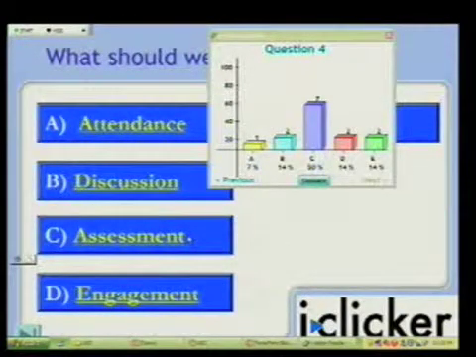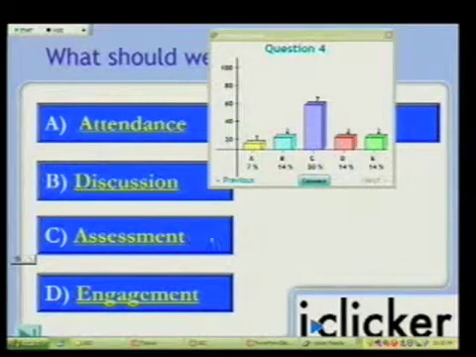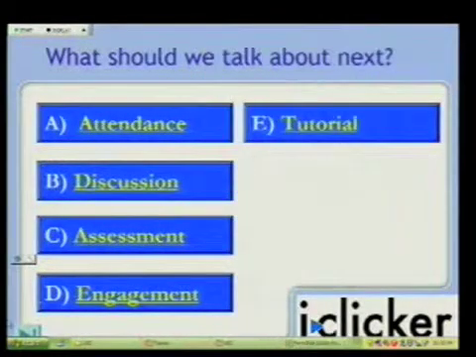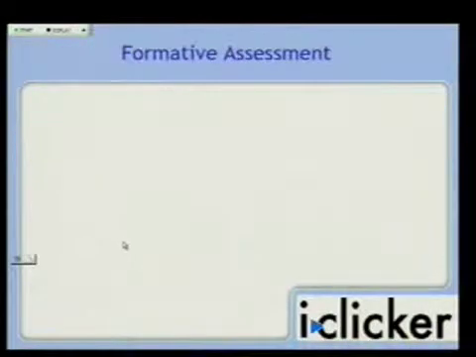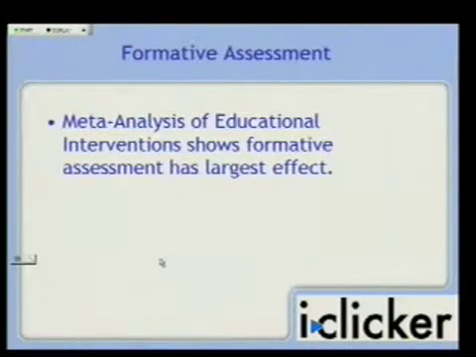50% of the people are going with C, which is to look at assessment, and that is in fact a great thing to look at. So let me go to assessment here. I'm going to separate this into two pieces, formative assessment and summative assessment. Those are fancy words people use, but formative assessment is basically giving the student information about where they're at, so that they can modify their study or know where they're going.